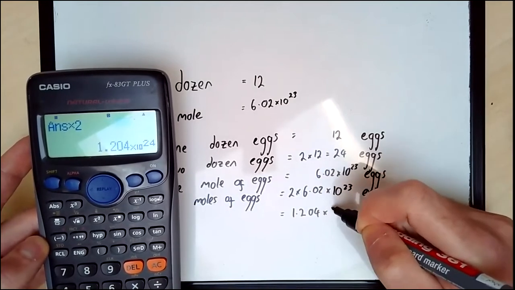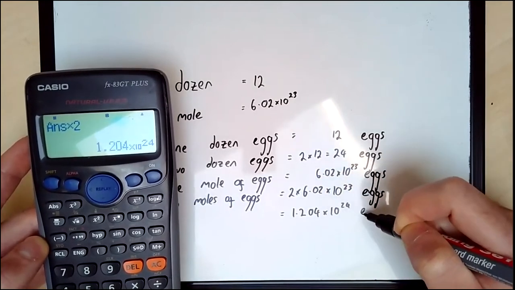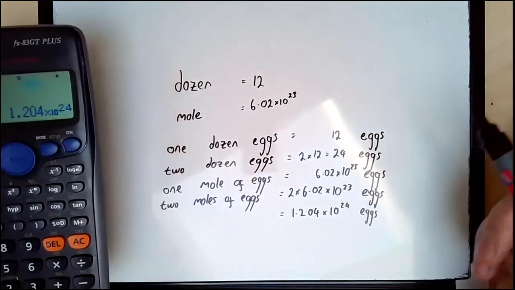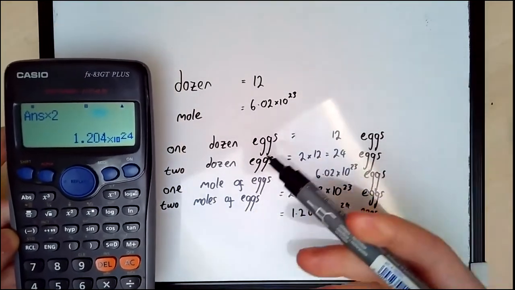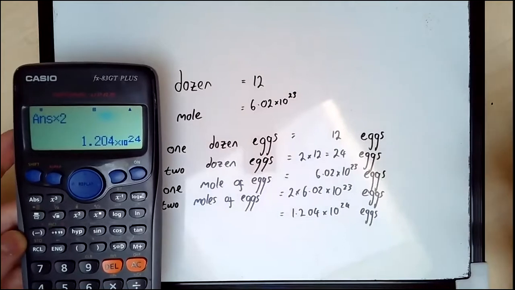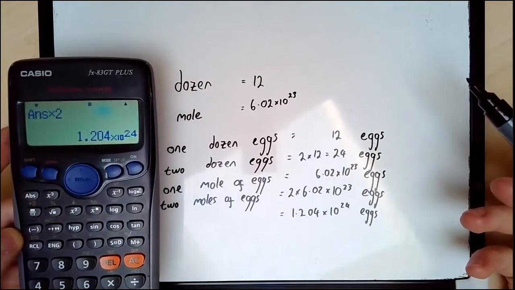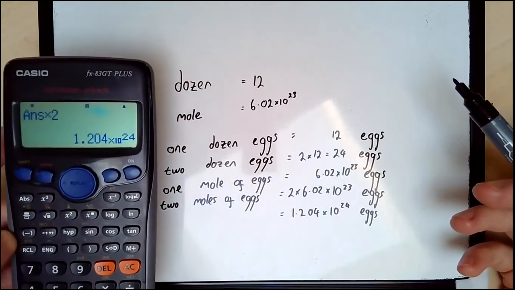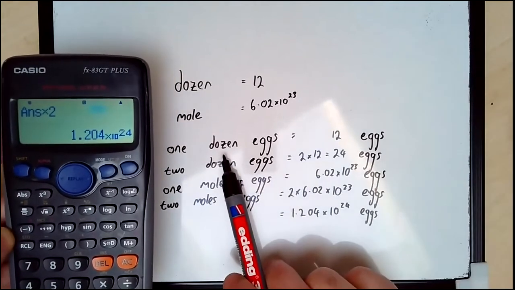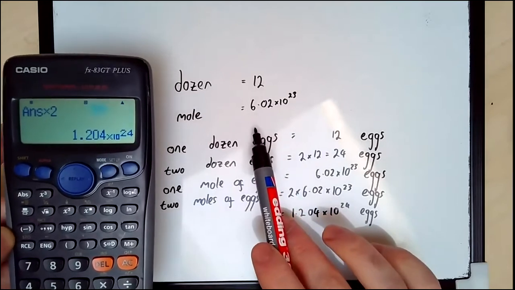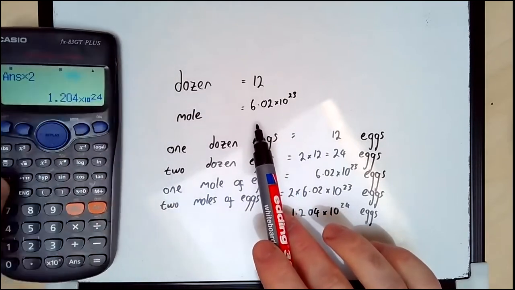Two moles would be 1.204 times 10 to the 24 eggs. It's exactly the same as a dozen. It's just a bigger number, right? So students often get scared. They're like, oh my God, that number is terrifying. Oh, what's a mole? I don't get it. It's really not complicated. In the same way that a dozen means 12, a mole means that. It's just a different number that looks a little bit scary.